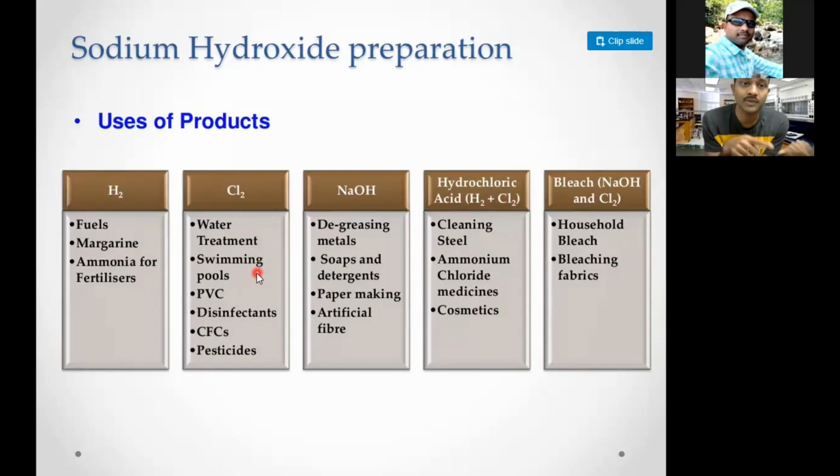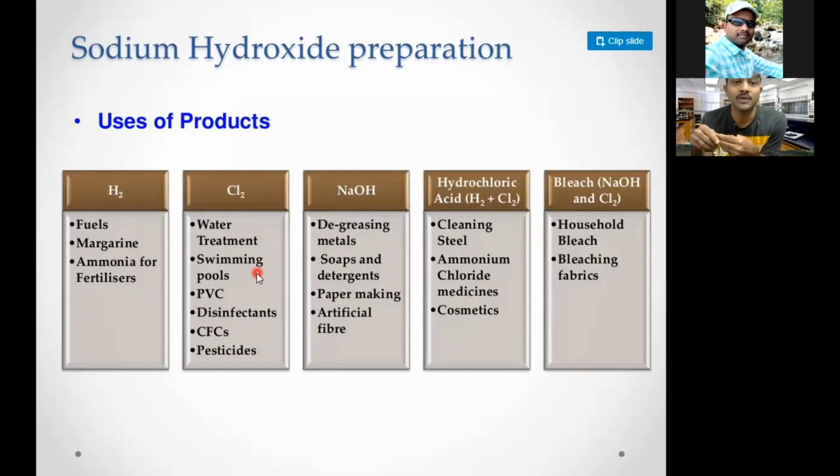Next, when hydrogen and chlorine combine, what will it give? It will give acid. That is, hydrochloric acid is also formed by doing simple electrolysis of the common salt. So we are getting this many products. You see how many products we are getting. One is hydrogen gas, next chlorine gas, next sodium hydroxide, next hydrochloric acid, next bleach.